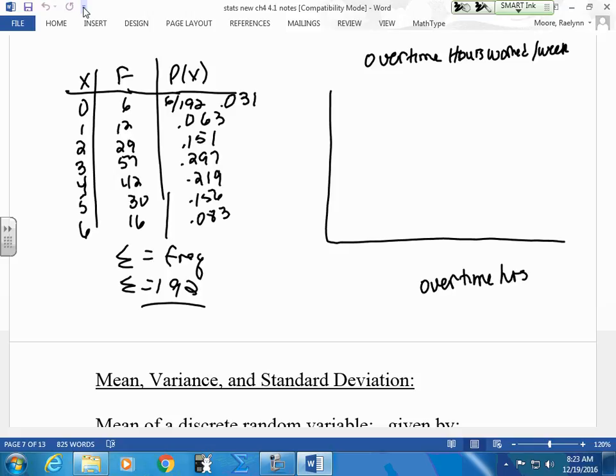How am I going to label my y-axis? I want to make a probability graph. So what am I going to use? My P of x. This is my probability distribution. This used to be like my relative frequency, part over whole.